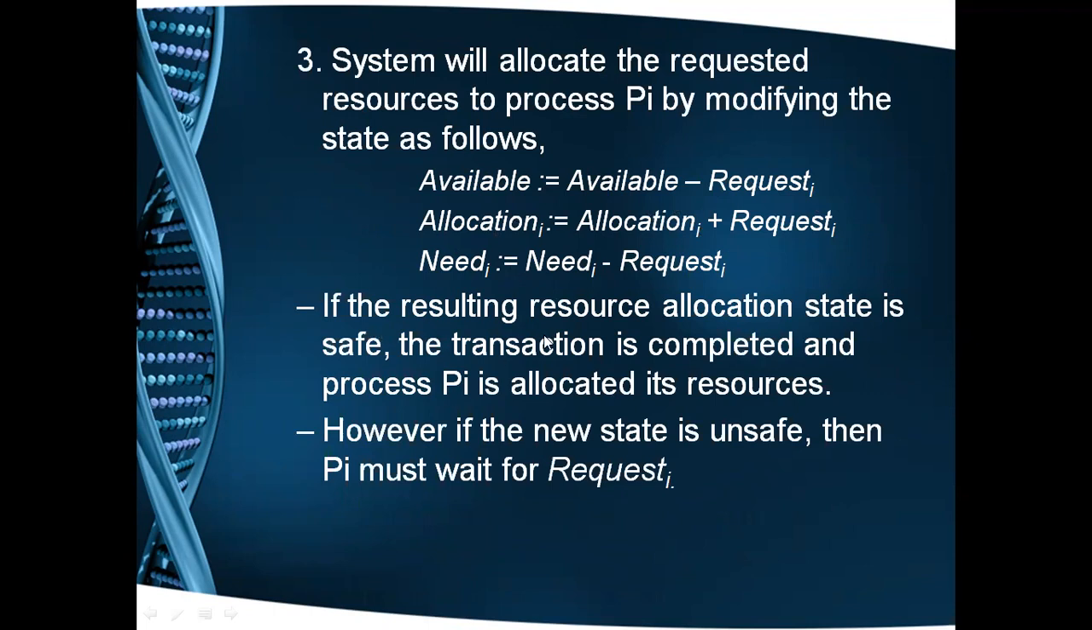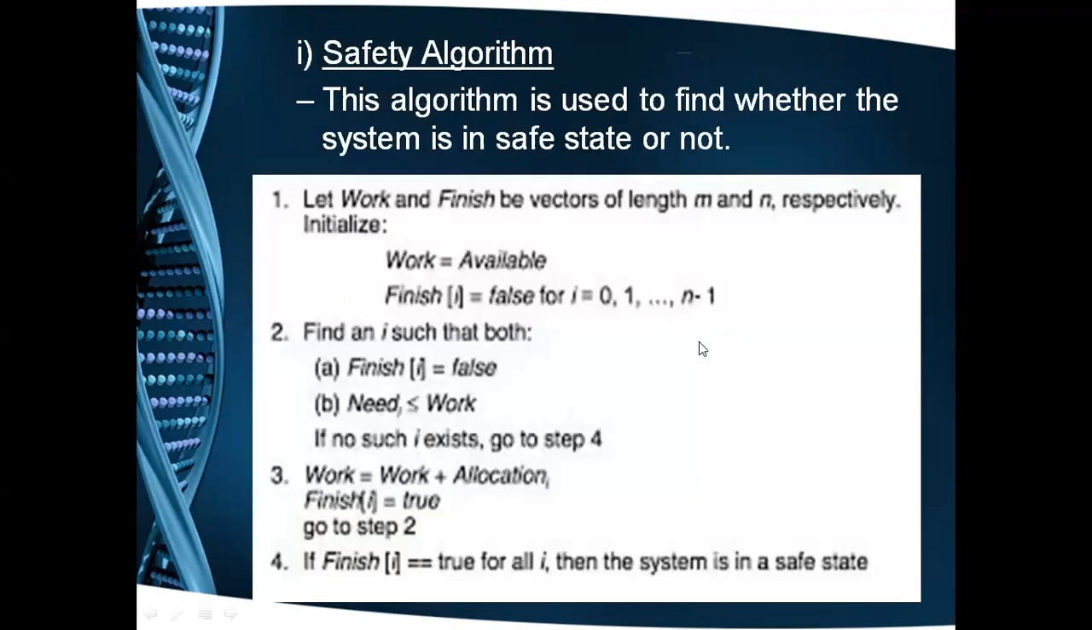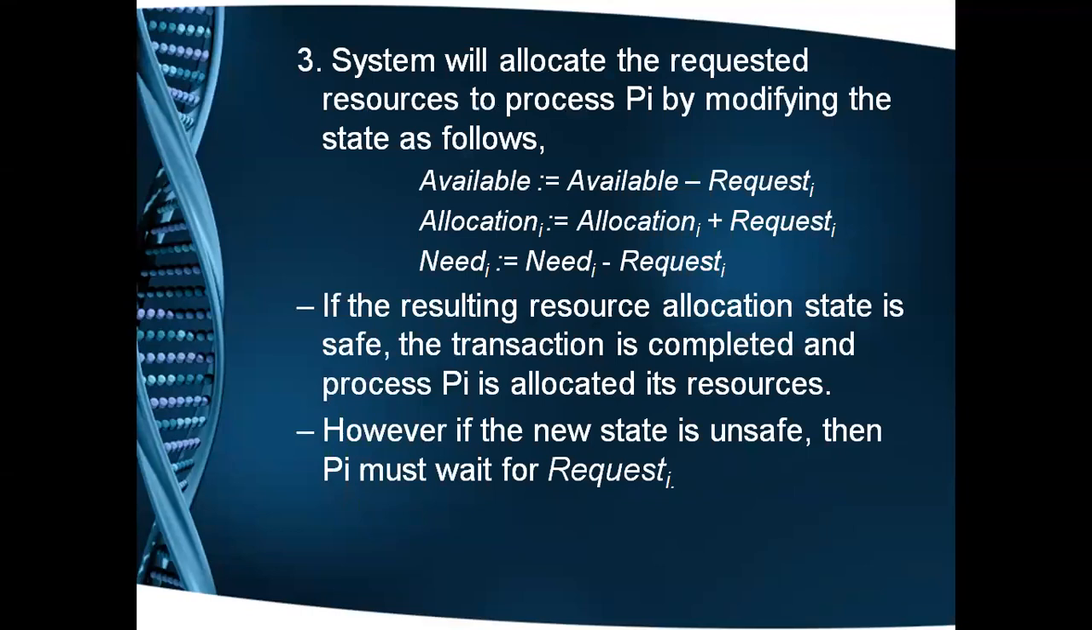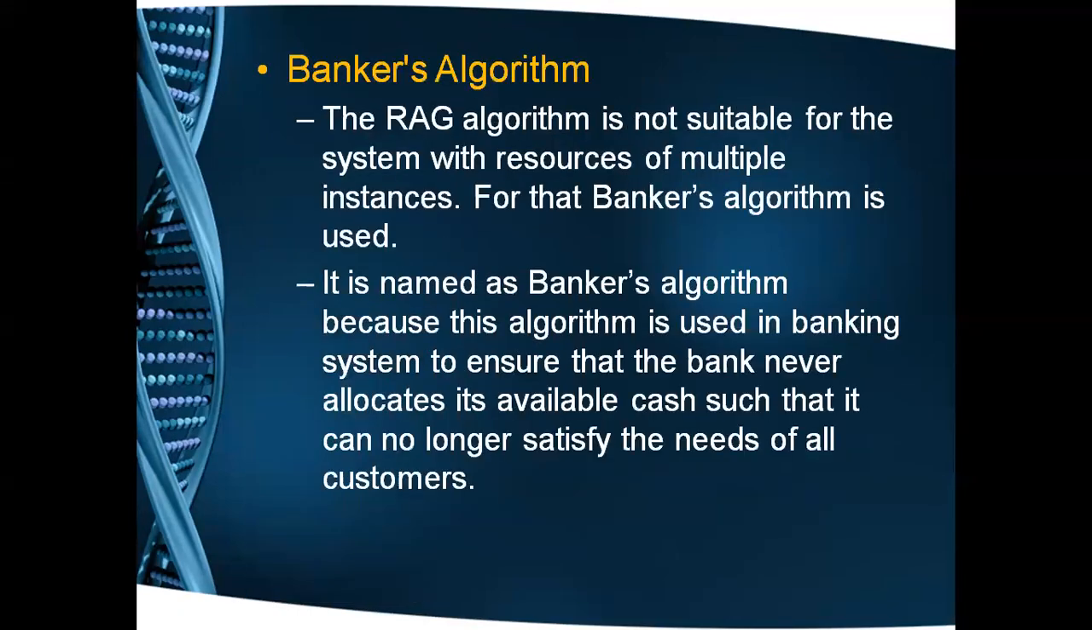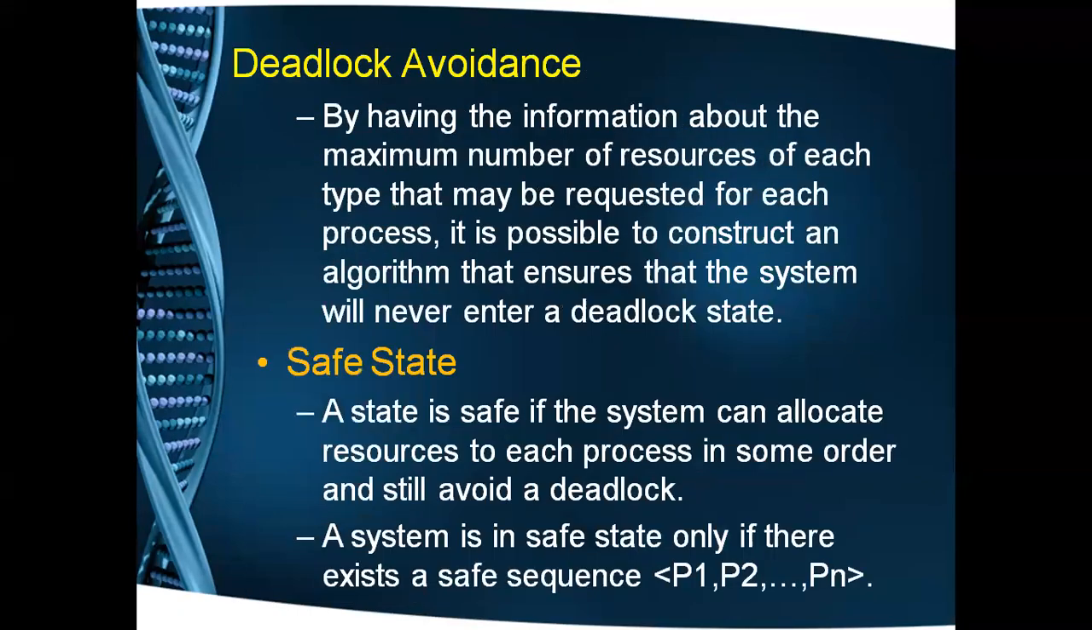If the resulting resource allocation state is safe, then the transaction is completed and the process is allocated its resources. So when all are over, again we have to execute the safety algorithm. If everything is okay, this request can be granted. So that is deadlock avoidance, safe state.